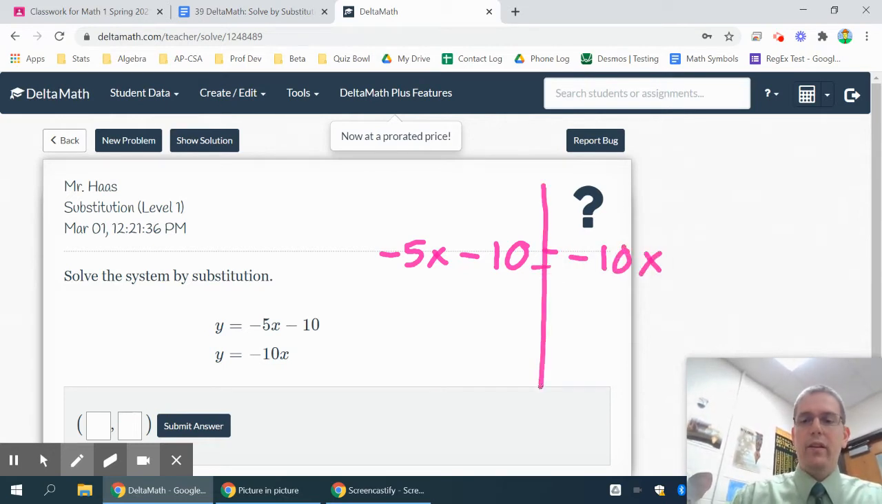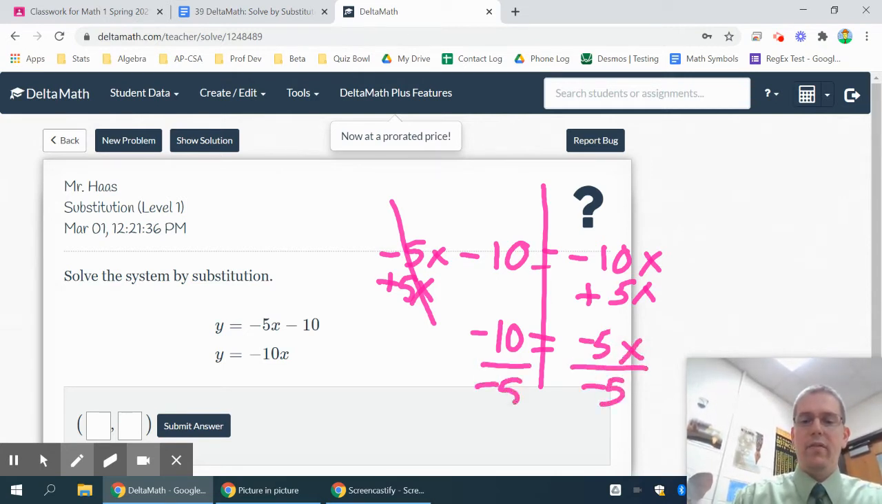To solve this, I need to get my x's together. So I'm going to choose to add 5x to both sides. You could have added the 10x to both sides. Does not matter. This will leave me with a negative 10 equals negative 5x. And then what I need to do is divide both sides by negative 5 because the negative 5 is being multiplied by x. So divide off the negative 5 gives me a 2 as x.